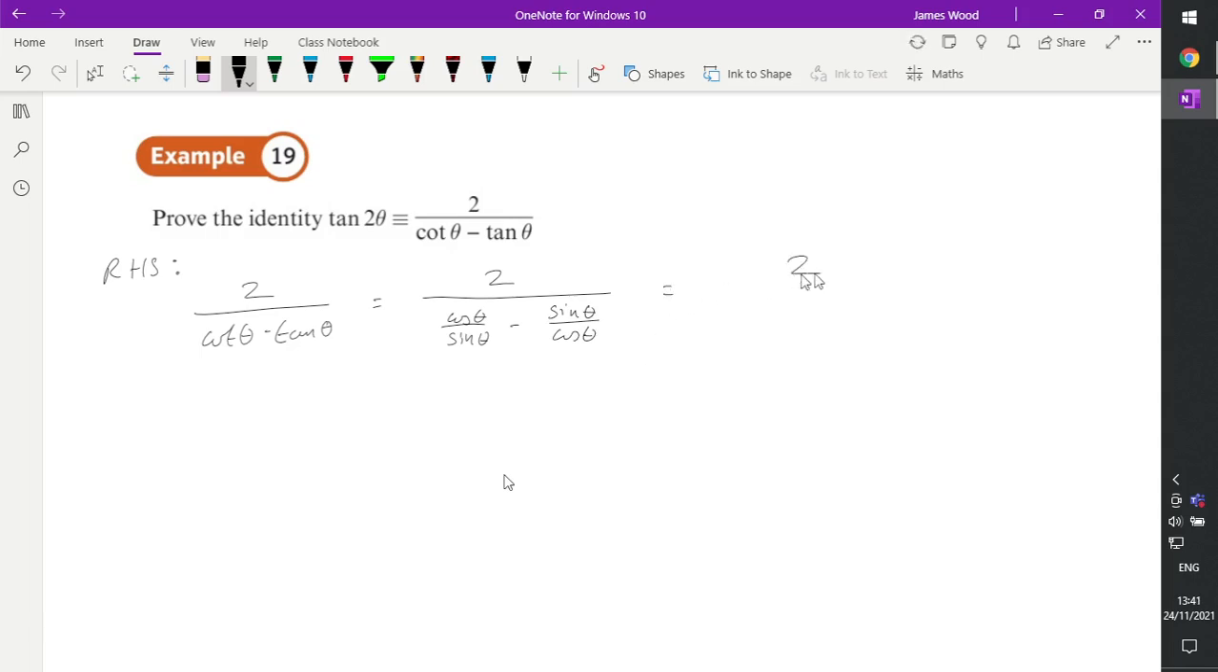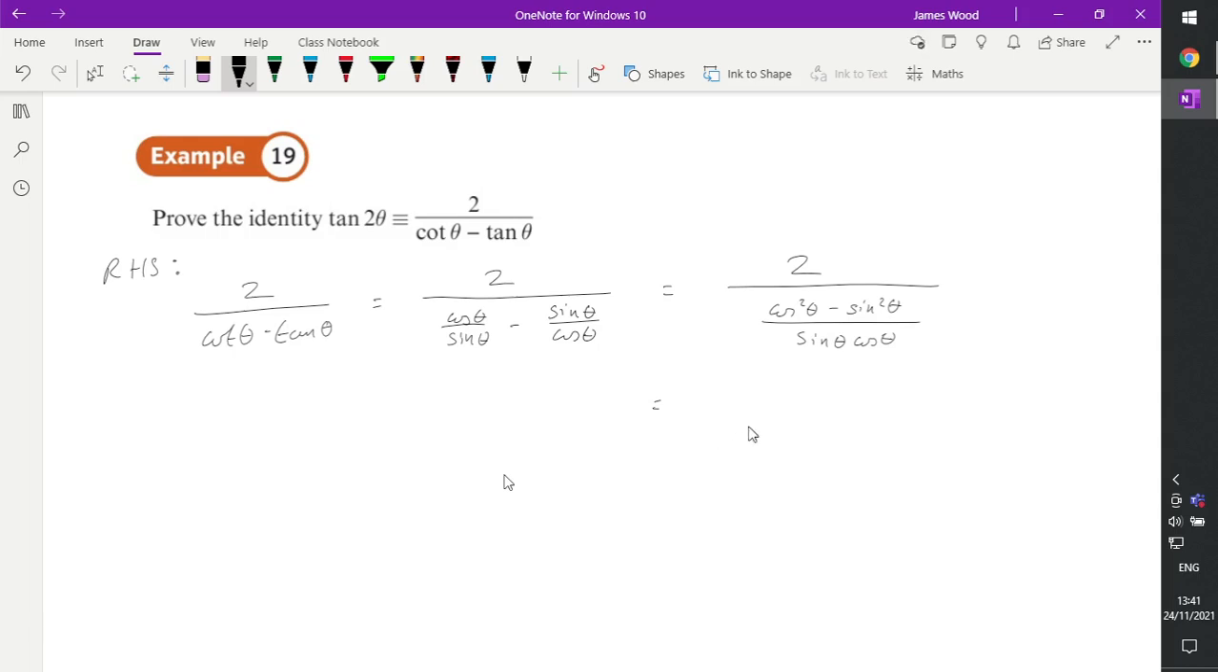Now, with the denominator, I'm going to just try and combine these into one fraction on the bottom. So I'm going to make a common denominator of sine theta cos theta, which obviously means I'm going to have to times this side by cos and this side by sine. So I'm going to end up with cos squared theta minus sine squared theta over sine theta cos theta.